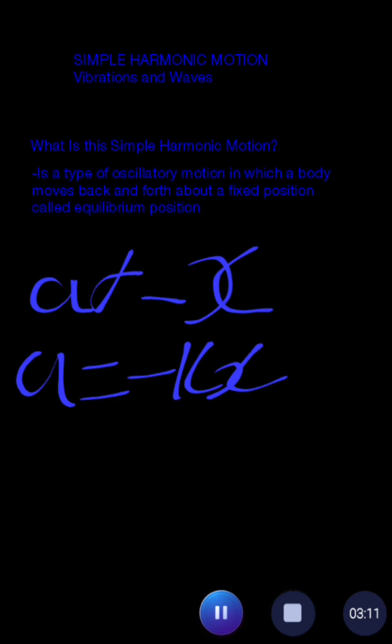Let's go to the important terms in simple harmonic motion, even though we have mentioned most of them. The first one is mean position or equilibrium position. This is the position where an object is not experiencing any force; it has zero net force. Another one is displacement. This is the distance of the object from the mean position or equilibrium position, and it can be positive or negative.